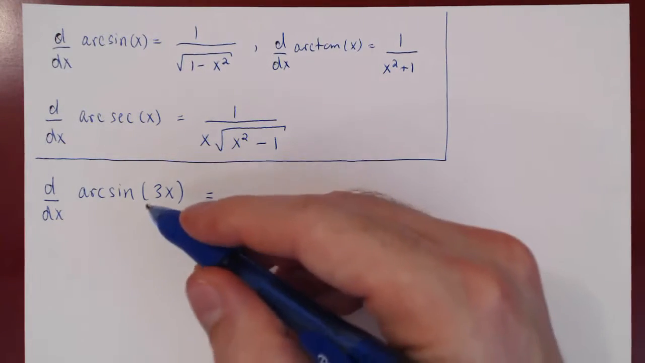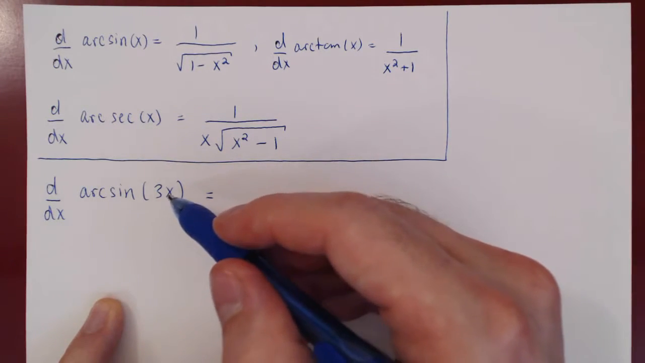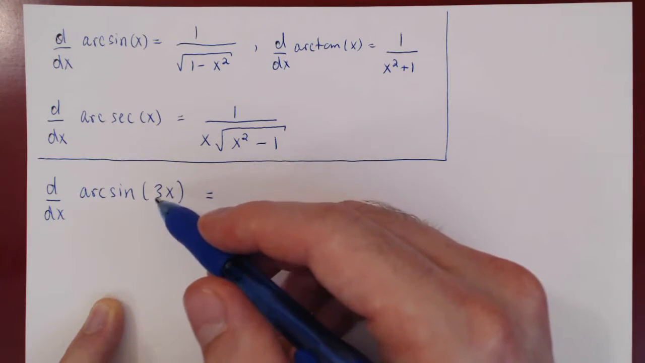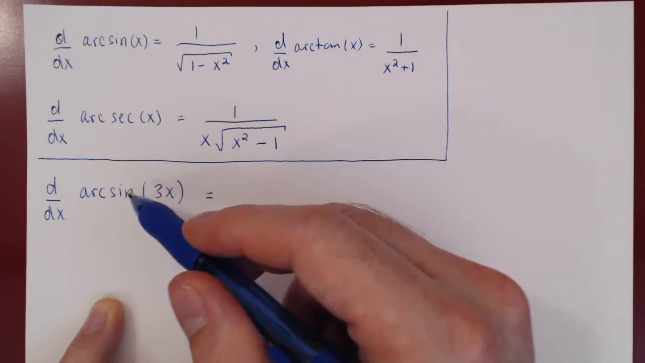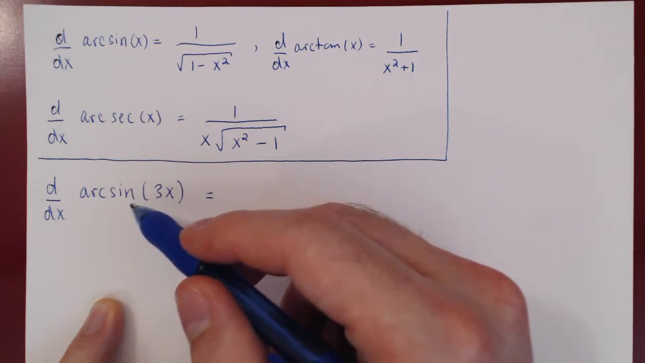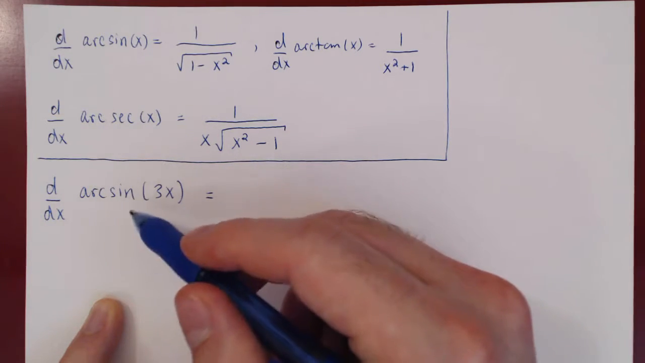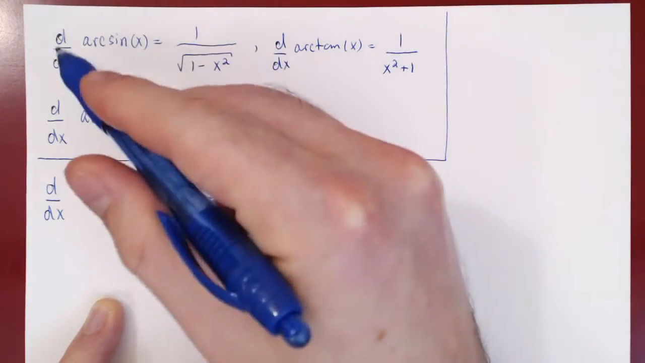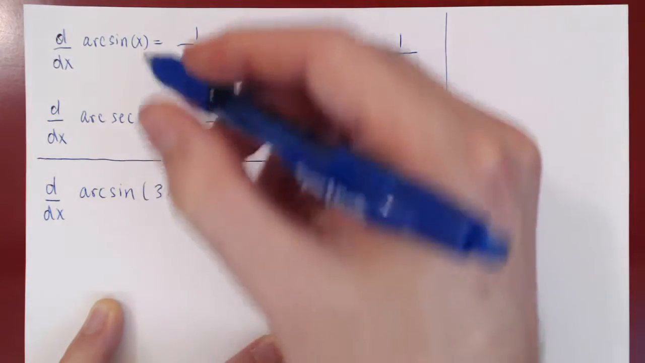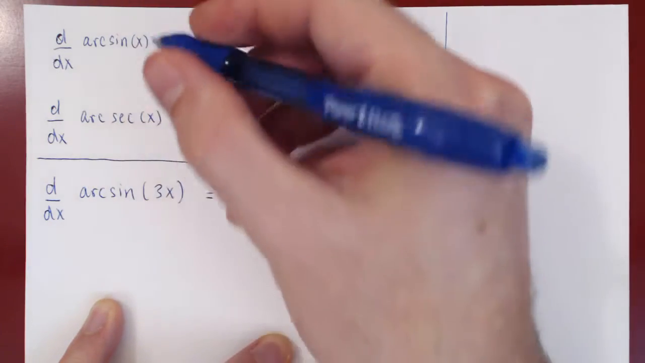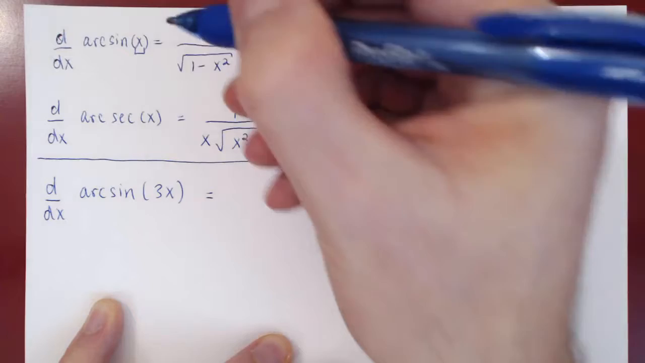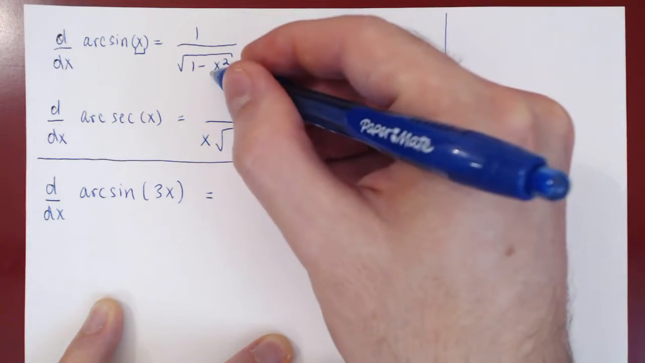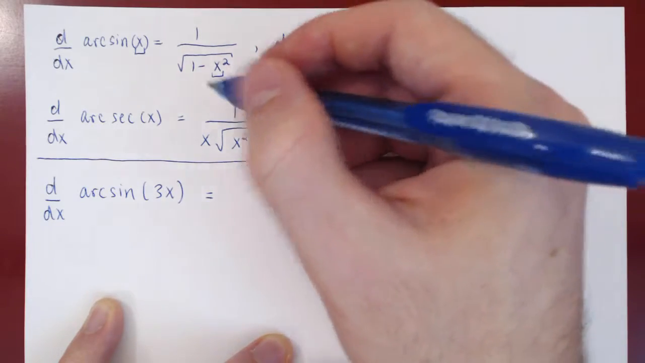Well, once again here we have a composition, right? Given x, we would do 3 times x, then take arc sine of this value. So the outside function is arc sine, and we have to differentiate that first. And here's where you have to be careful with the 3x. If you look at the formula for the derivative of arc sine of x, it says the derivative of arc sine of a variable is 1 over the root of 1 minus the variable squared.